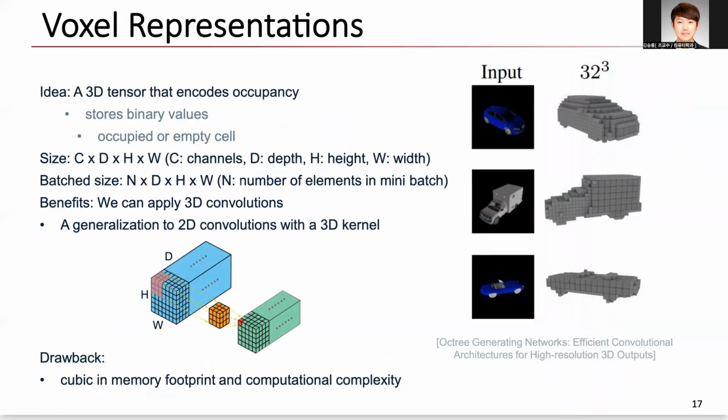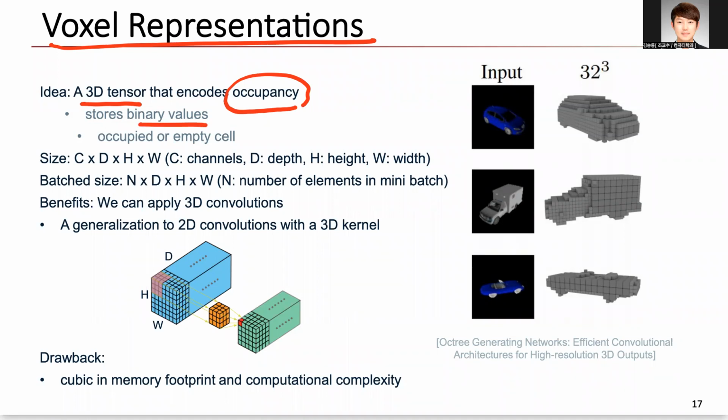Another representation is the voxel representation. The idea is a 3D tensor, similar to the 2D image. An image was a 2D tensor, H by W by C, where C means the color, right? But the voxel representation is a general 3D tensor that encodes occupancy. Occupancy means binary values that denote whether the cell is occupied or empty.